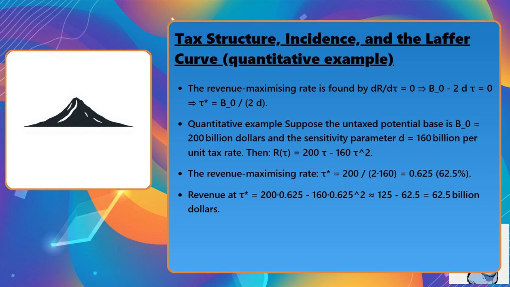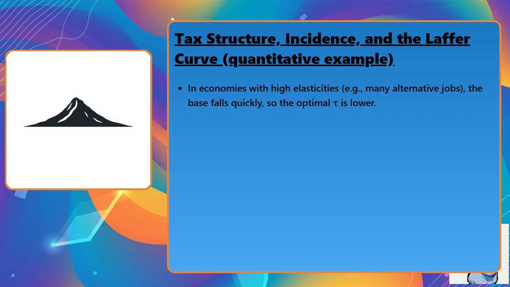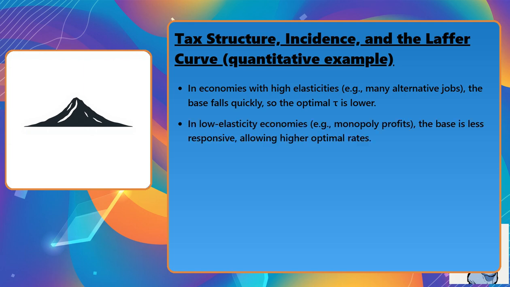$62.5 billion. If the government raises tau to 0.80, revenue falls to 200 times 0.80 minus 160 times 0.80 squared, which is 160 minus 102.4 equals 57.6 billion, illustrating the downward sloping part of the Laffer curve. In economies with high elasticities, for example many alternative jobs, the base falls quickly, so the optimal tau is lower. In low elasticity economies, for example monopoly profits, the base is less responsive, allowing higher optimal rates.